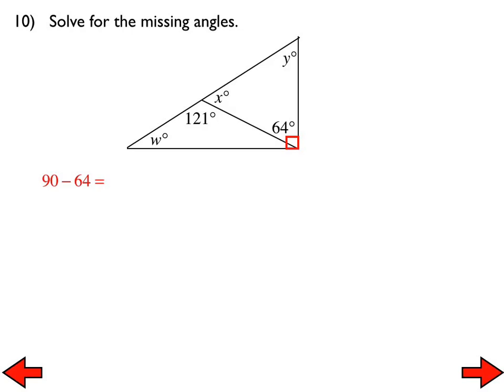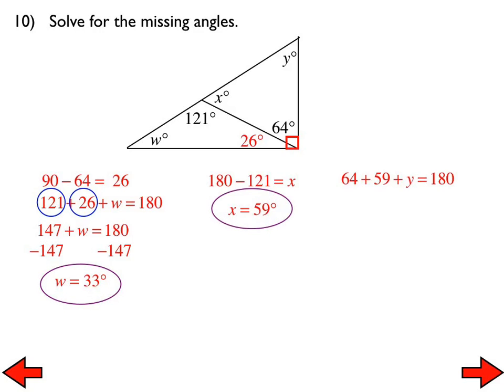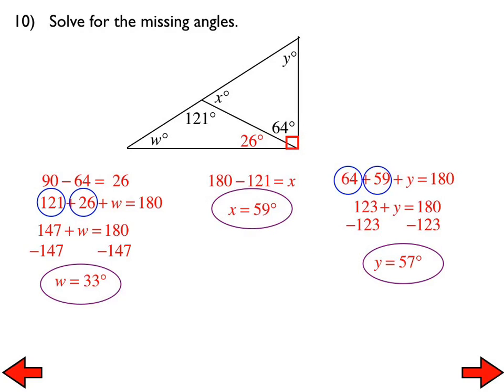So once again, we have to find angle x first. Although I guess we didn't. We could have utilized the 90-degree angle right there and found the 26 right there. So I did it a different way in the lesson here. I found the 26-degree angle, which then allowed me to find W. So once again, there are multiple ways of doing these things. It doesn't matter how you get them. But W is 33 degrees, X is 59 degrees, and Y is 57 degrees.